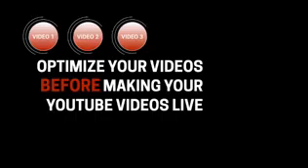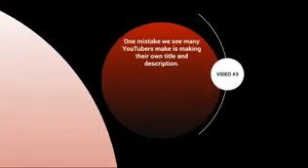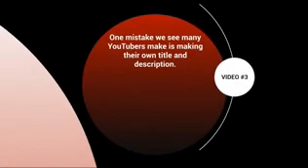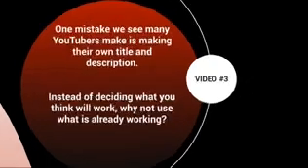Hello and welcome to video number 3. Let's talk about highly searched keyword terms and how you can figure out what your main keyword is going to be, what your sub keywords are going to be. So one mistake that we see that many YouTubers make is simply making their own title and description. I mean, it's natural, right? But instead of deciding what you think will work, why not use what is already working and do some simple keyword research that's not going to take a lot of time, and this way you'll have the right information that will help you rank on the right keywords.